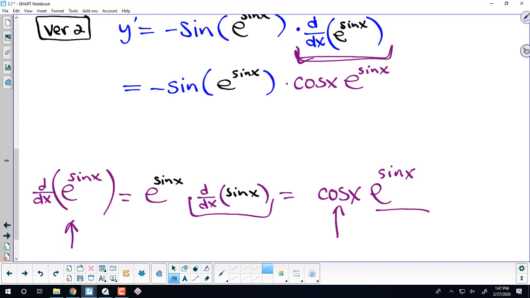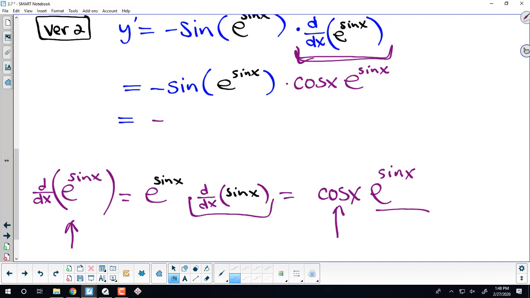And you just want to be careful here, because there might be a tendency to combine these e to the sine x factors, to say, well, I've got two things of e to the sine x being multiplied together. That's not the case, because this e to the sine x, here in black, is the argument of sine. So it can't come out. It's like the sine of that quantity. So we just have to leave them as they are.